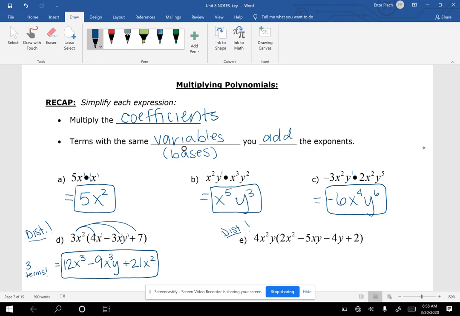Our next one, we're going to distribute this first term to each of the terms inside. We have 4 terms, so your solution should have 4 terms. Go ahead and give this a shot and then go back and check the answer key.